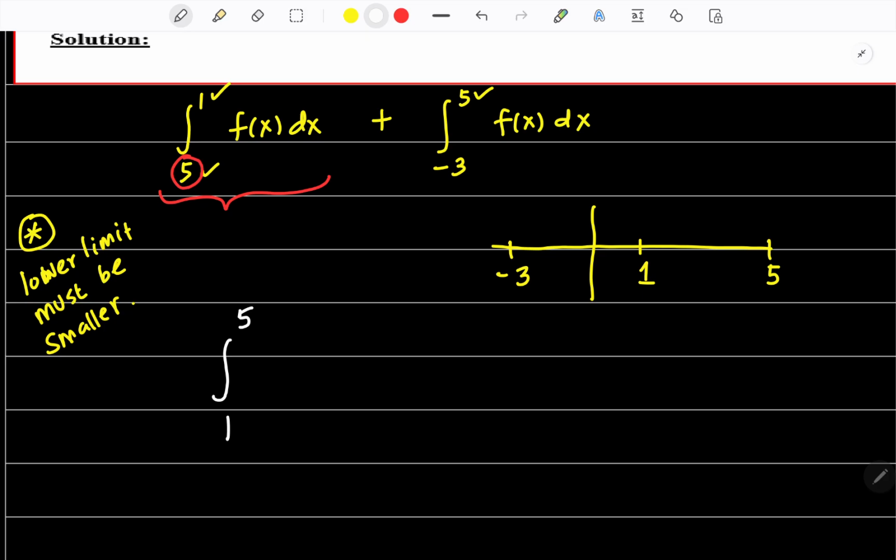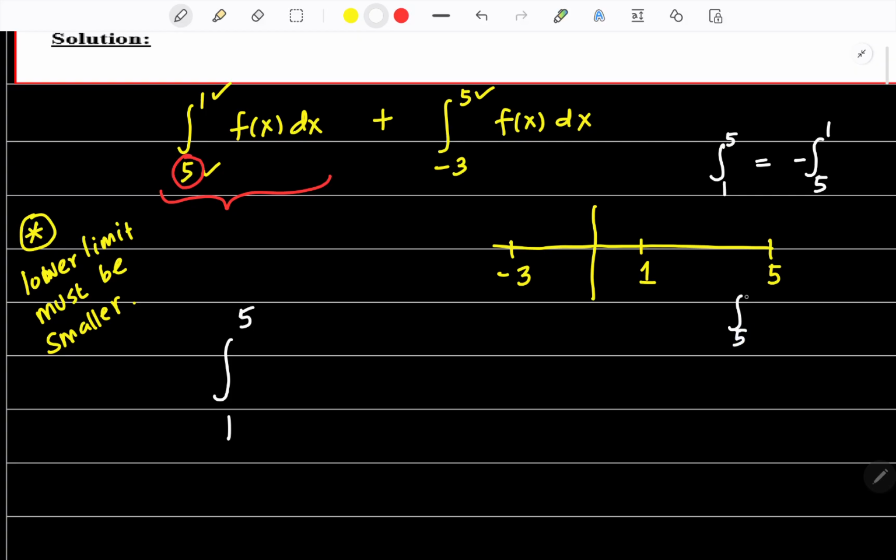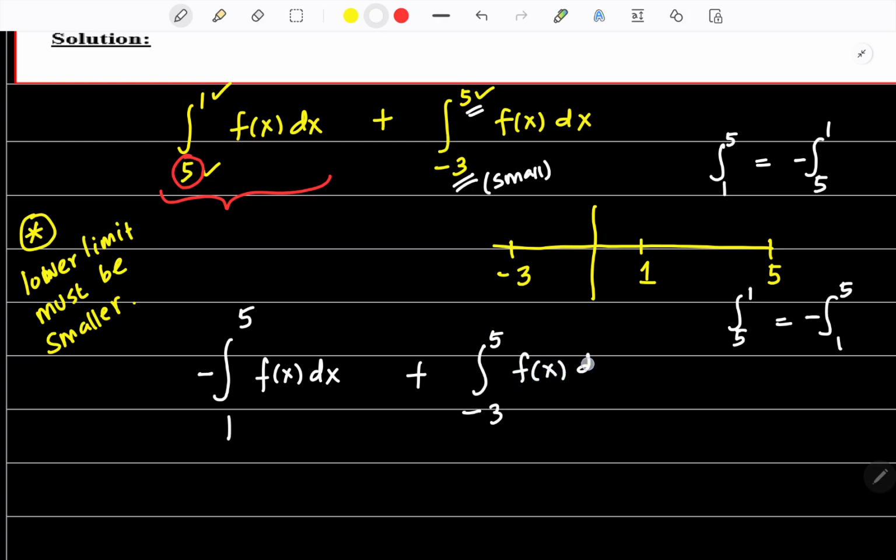I told you in the last videos or last exercise, if you have 1 to 5 and you change it to 5 to 1, automatically the value of the integral will be what? Minus, whatever it may be. Suppose you have 5 to 1 and you change it to 1 to 5, it will also be minus. Now we change upper to lower and lower to upper, so you will get a minus integral f of x dx plus, look at this one, it is minus 3 and this is 5. This is the smaller value and this is the bigger value. So no problem, just write it as minus 3 to 5 f of x dx.